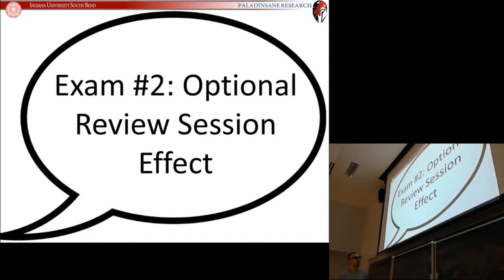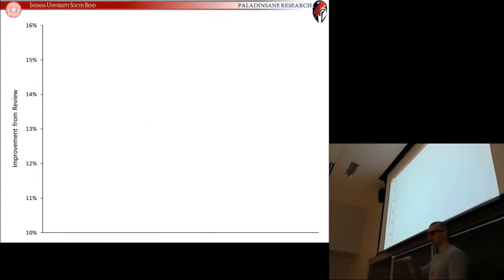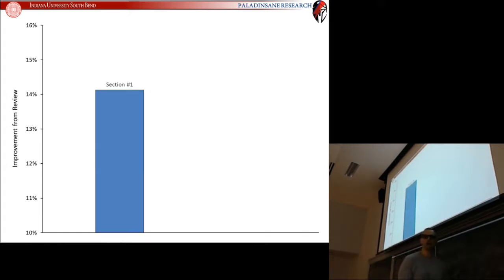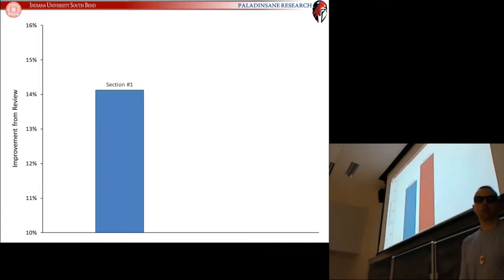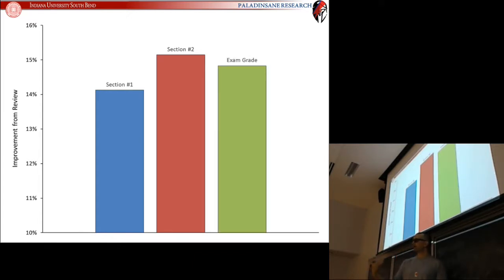So I was always trying to figure out what we can do about exam 2, because exam 2 typically does have slightly lower scores than exam 1. And if you take a look at the improvement in scores from students that came to the review session, it was very gratifying to know that for section 1, it was about 14% improvement. For section 2, it was about 15%, and that was like 14.5% overall. So an entire letter grade and a half better because of the review session. So definitely going to keep that going.